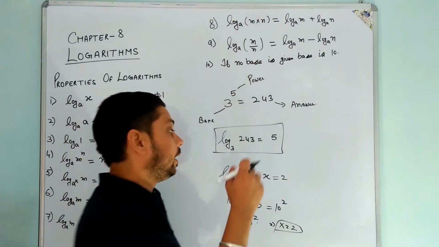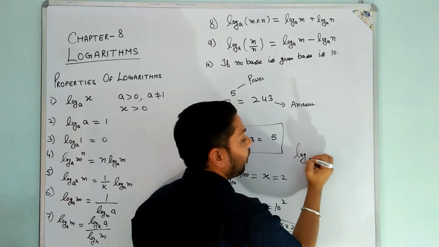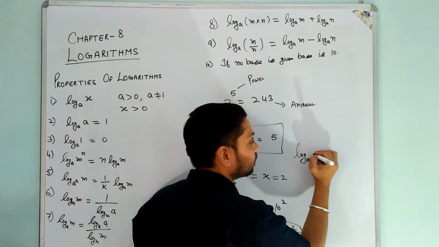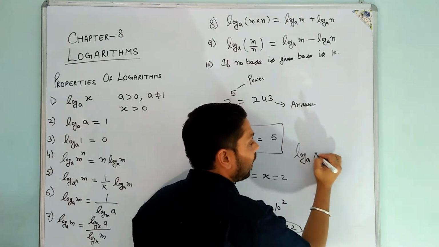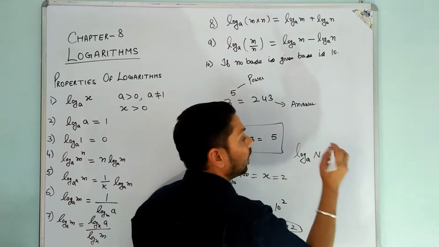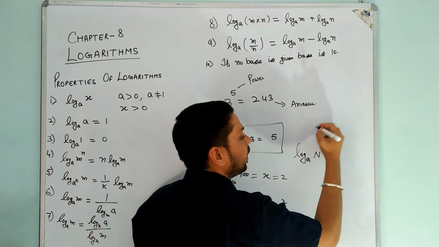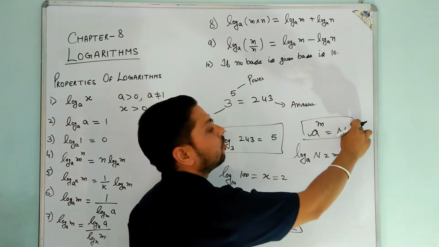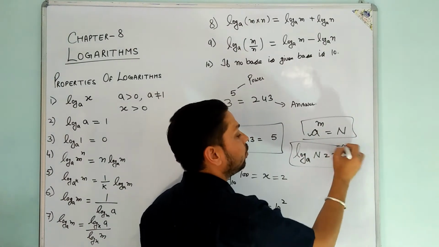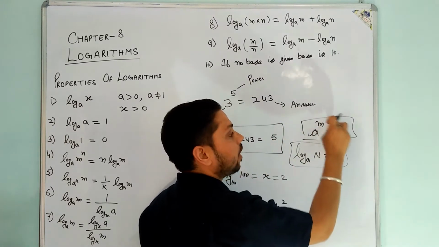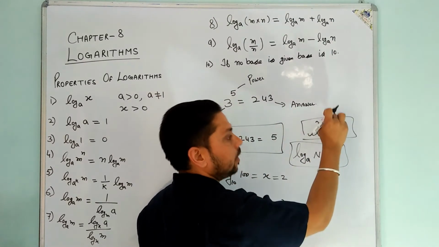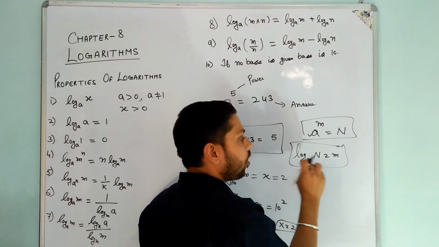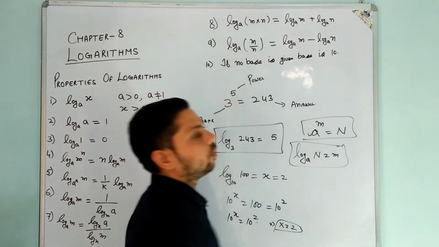In general form, we can write log with base a of n is equal to m, where a raised to power m is equal to n. This is the exponential form and we convert this exponential form into the logarithm form. A raised to power m is equal to n, base raised to power is equal to answer. Then in logarithm we can write it as log of n with base a is equal to m.